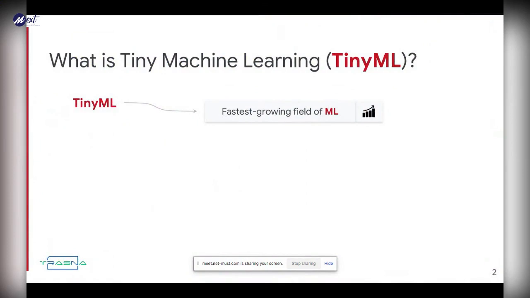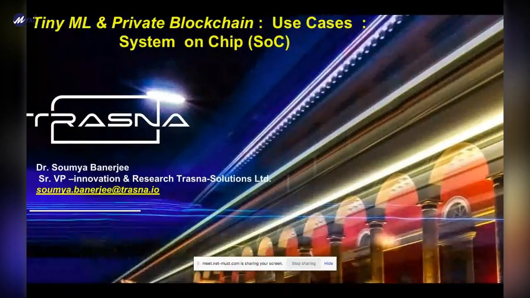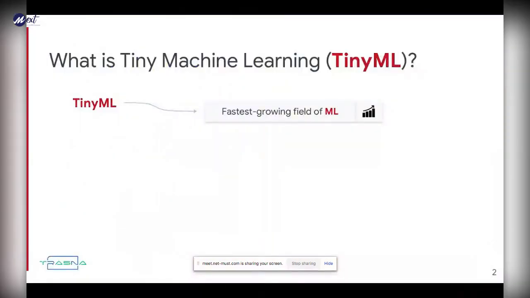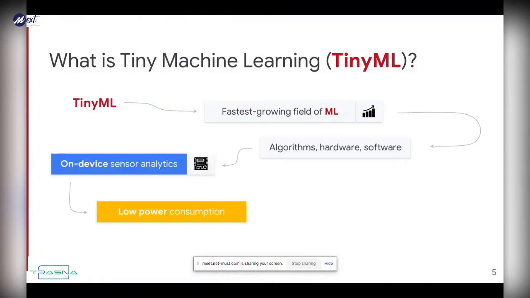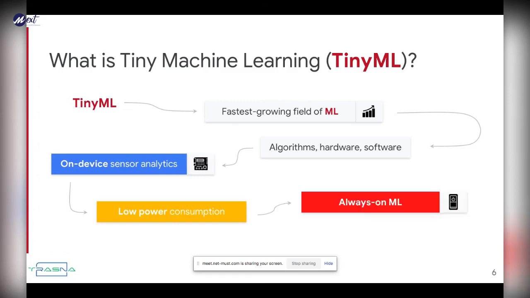There are two agendas here. If you see the title, one is machine learning, that is AI, and the other is private blockchain. Surprisingly, we will not be talking about the cloud here. We'll be talking about everything on system on chip. On the machine learning and AI counterpart, there is a buzzword we call tiny machine learning. It's called TinyML.